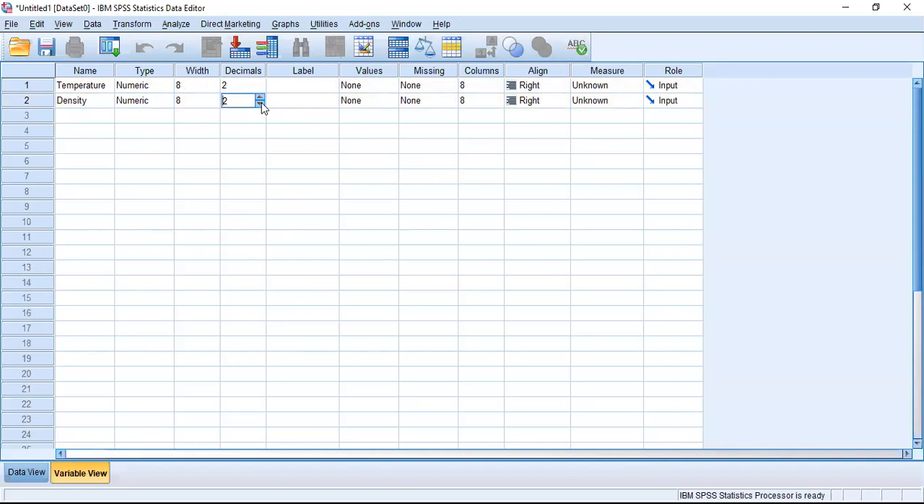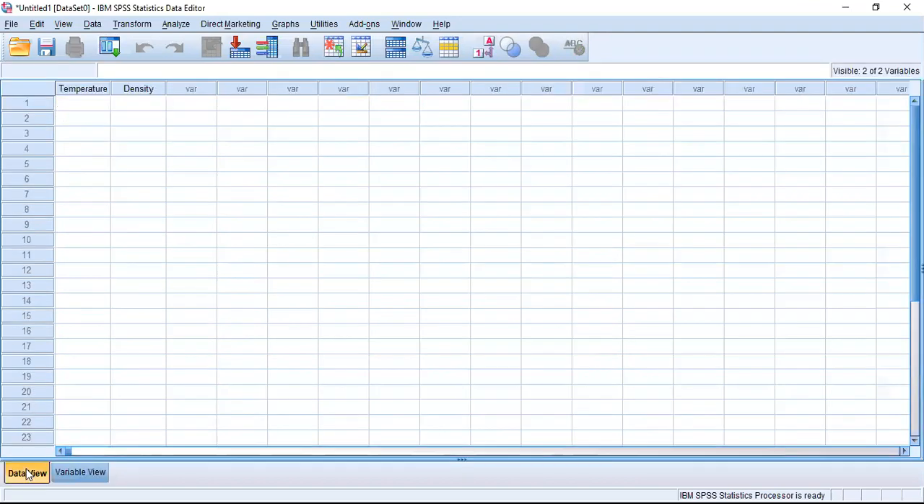How many decimal places do you have? 4. So I've changed the decimal places to 4, so that it fits my data. Then now I can enter my data. Can you give me temperature? The first one is 0.